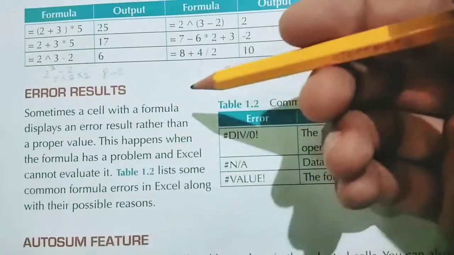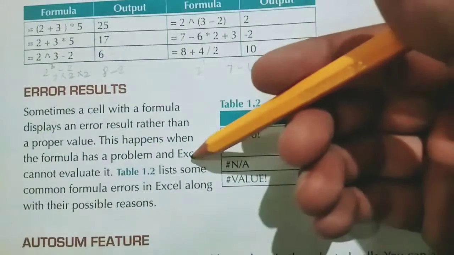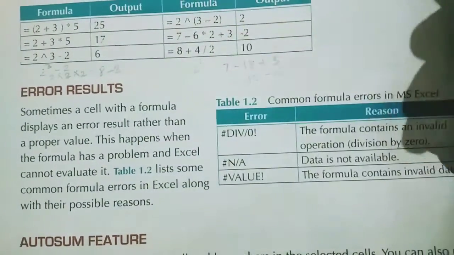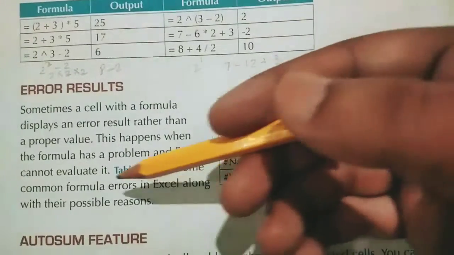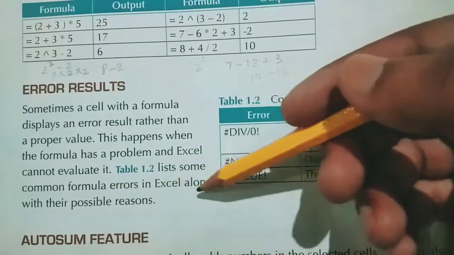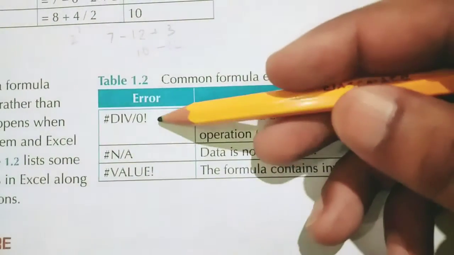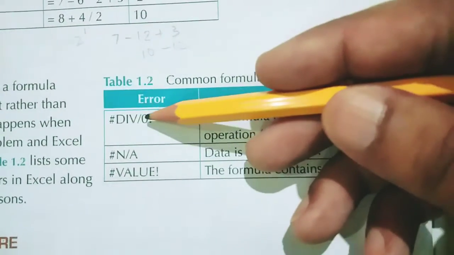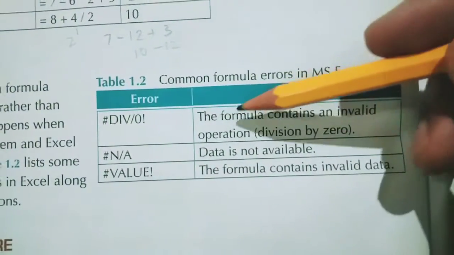So when will an error happen? When a formula is written wrong, and Excel cannot evaluate it. Evaluate means it will not calculate it. So here is a list of some common formula errors in Excel along with their possible reasons. If this error message comes in your cell, what is the meaning of this? The reason is given here.